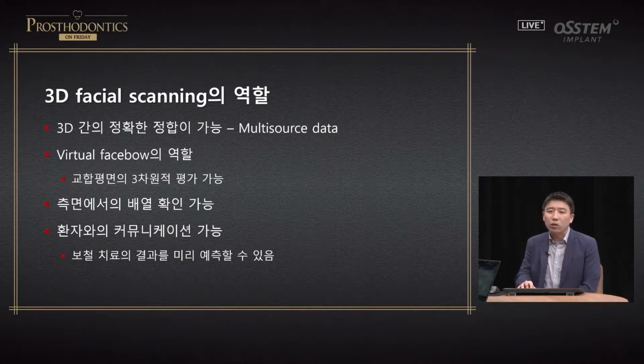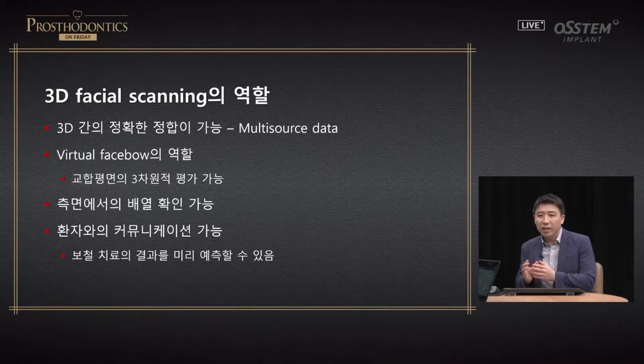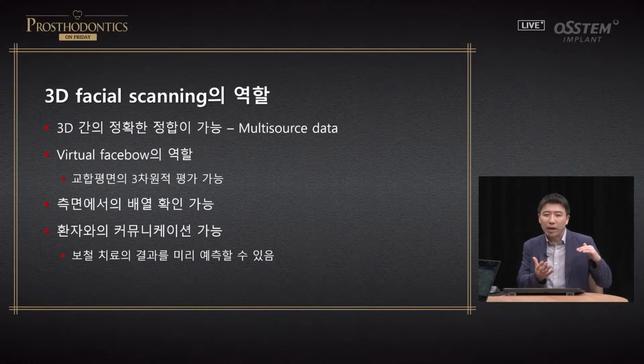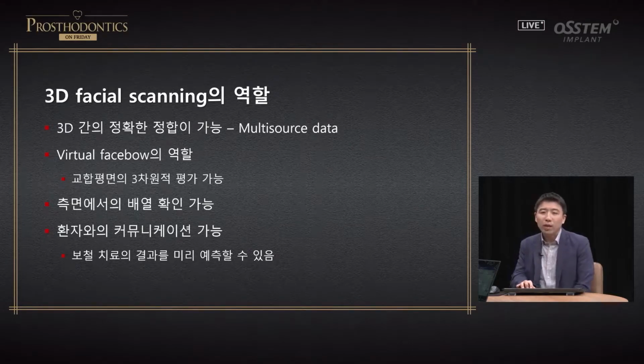Let me summarize the benefits of facial scan. You can merge different 3D data. You can fabricate prosthesis using multi-source data. You can also get different types of facial scan data, like when the patient is in rest state or when smiling, when the patient has a CO or CR bite. Different scan data can be gained. You can merge the scan data. You can also merge arch scan data and CBCT as well. Accurate merging is possible, and it also serves as virtual FaceBo.